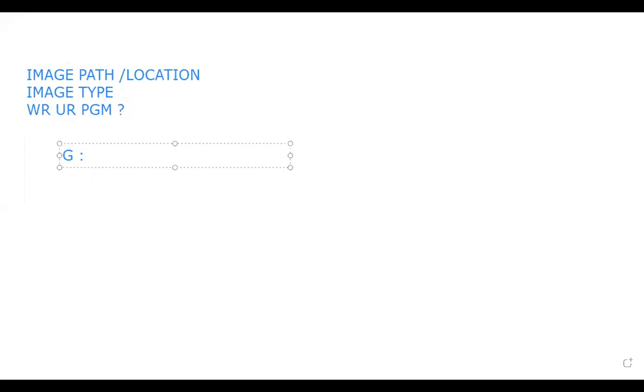So when we want to deal with the image tag, remember these are very, very important: image path, image location, image type, and where you are writing your program. Now, I have created one folder in the G drive. My folder name is WP division A, in small case letters.